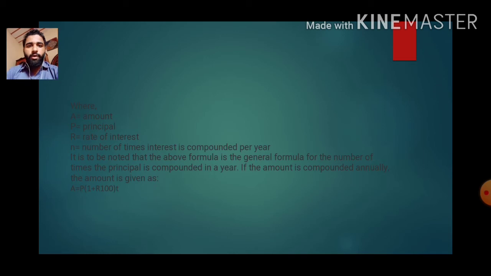It is to be noted that the above formula is the general formula for any number of times that the principal is compounded in a year. If the amount is compounded annually, the amount is given as A is equal to P(1 + R/100) to the power T.